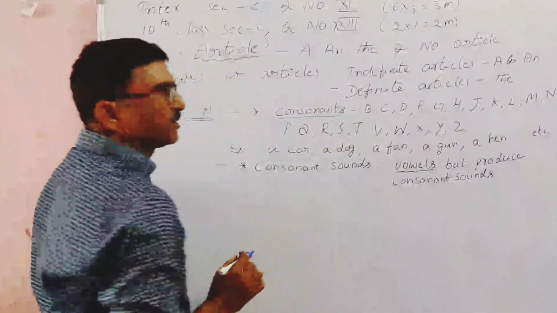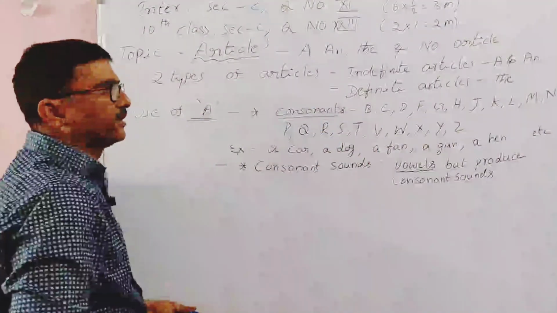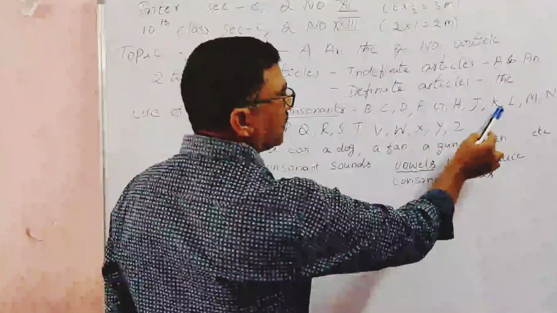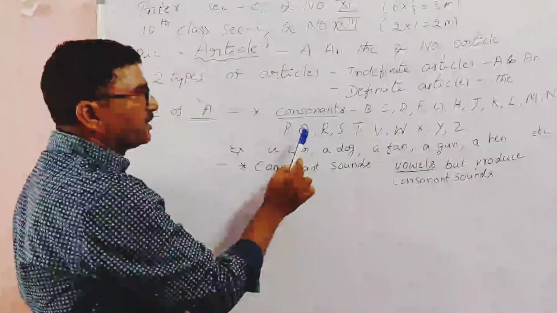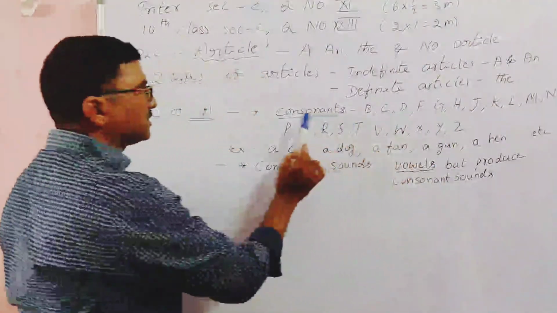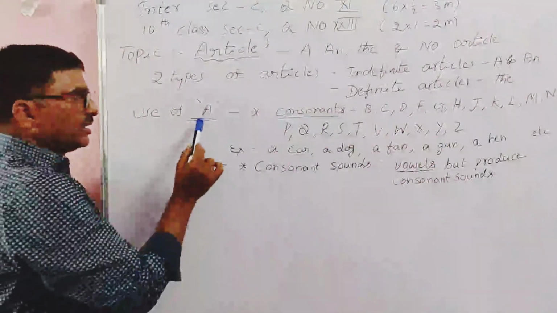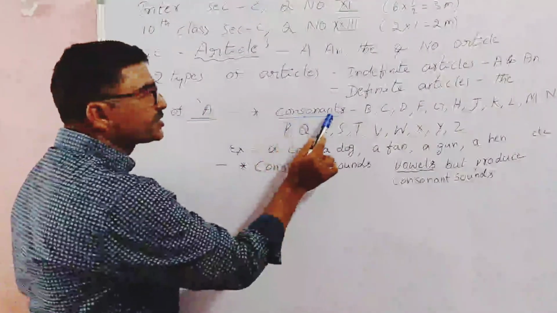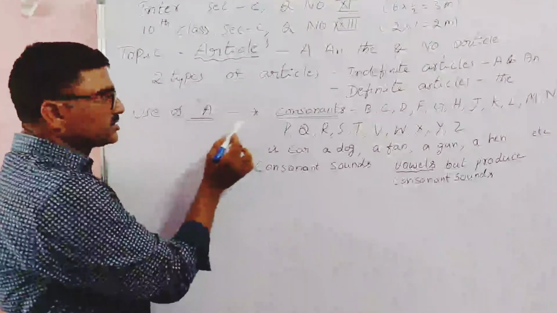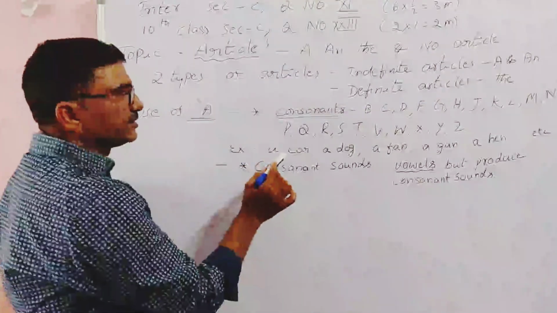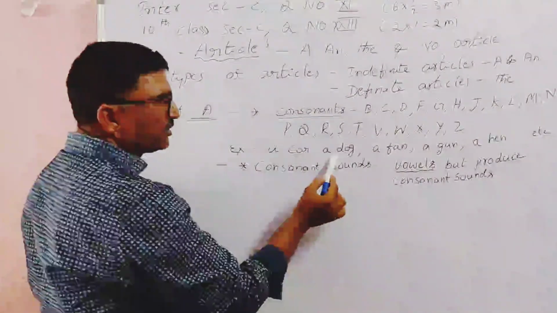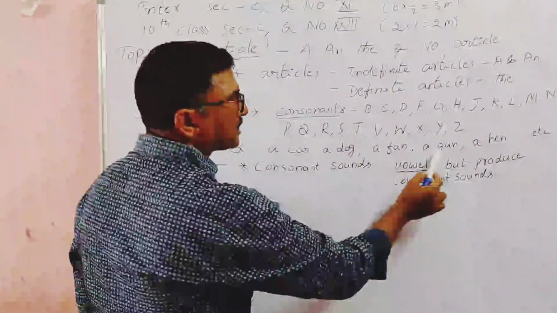The consonants are B, C, D, F, G, H, J, K, L, M, N, P, Q, R, S, T, V, W, X, Y, Z. These are consonants. Article a is used before consonants. Number 1, the use of article a: it is used with consonants only. For example, a car, a dog, a fan, a gun, a hen.